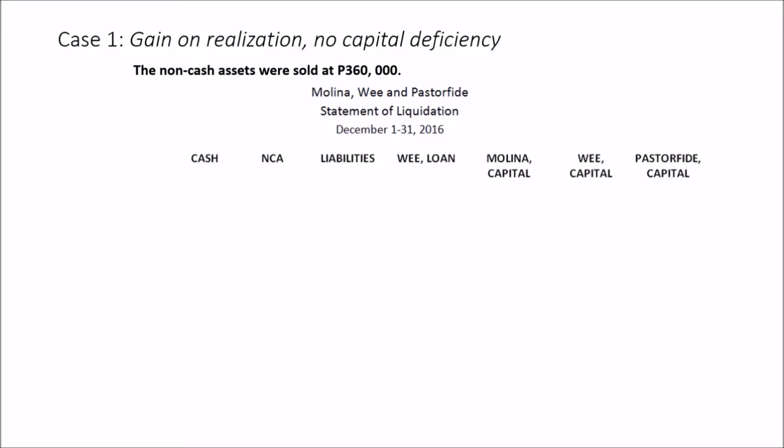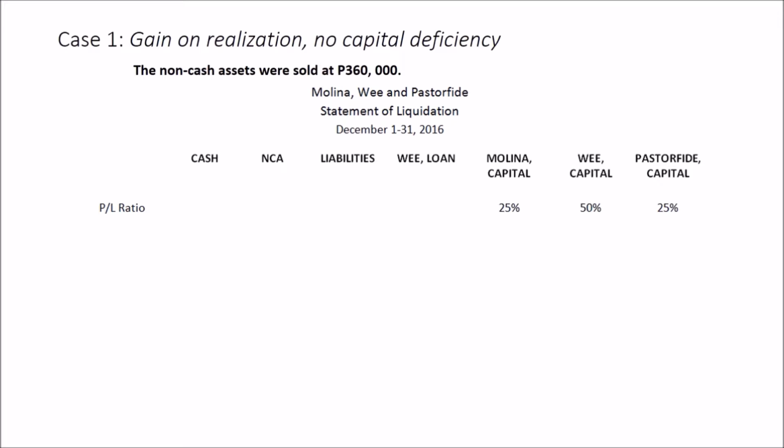First case. Gain on realization, no capital deficiency. The non-cash assets were sold at $360,000. We have the following accounts to be considered. It is vital to include the profit or loss ratio on the statement as it is the basis for capital distribution. But take note that the liquidation ratio must be used when given. For this tutorial, since no other ratio is provided, we will follow the PL ratio of 25%, 50%, and 25%.